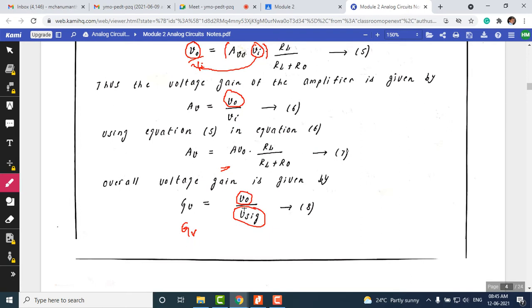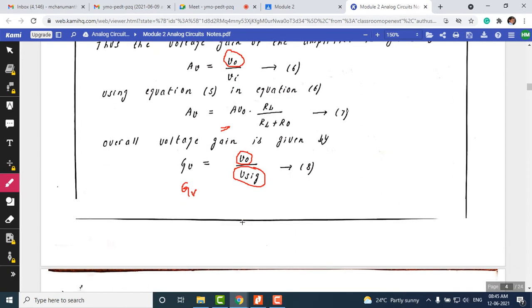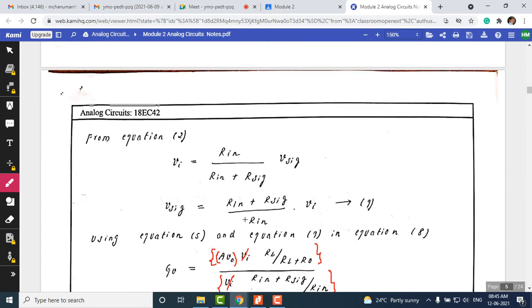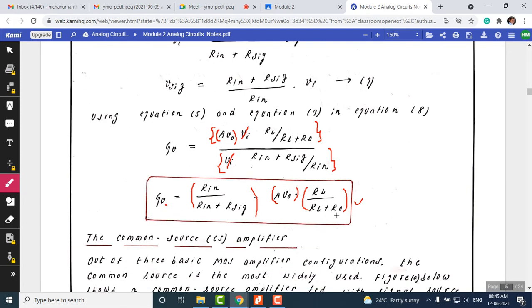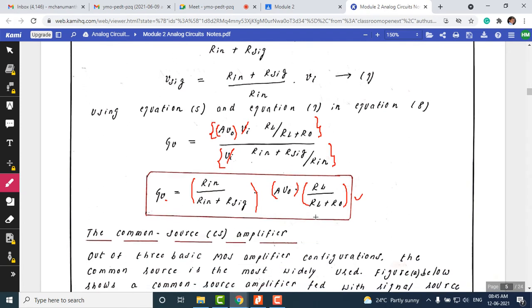Okay, so this is the definition V naught by V signal. This is the definition for overall voltage gain, and you can substitute for V naught and Vi. Vi you can arrive at from V signal, and you can substitute it here for V naught and Vi. After simplifying, as we have shown in the last class, we arrive at this equation.